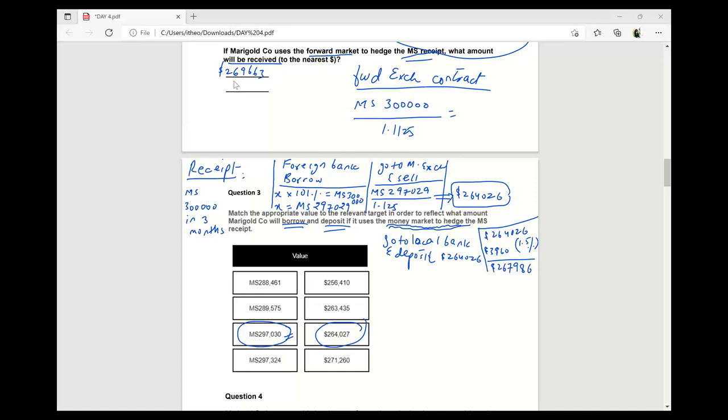I don't think there is a question here, Maham, about whether we should round up or not. We have the option. It's very clear that our answer is 297029 and it's 297030, so we should opt for it. So no need to worry regarding that.